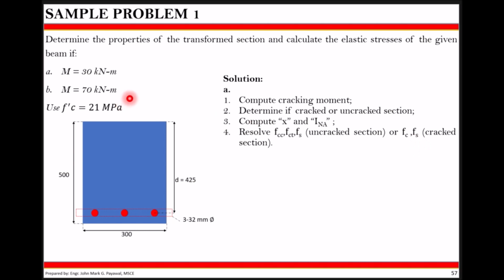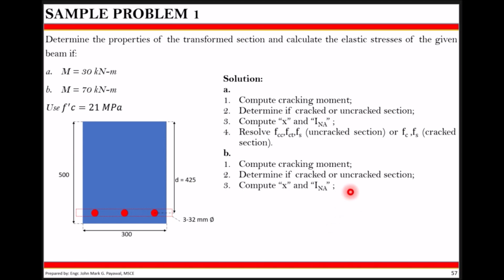For letter B of number 1, ganun lang din siya. First, we compute for the cracking moment. Letter B, number 2, we determine if cracked or uncracked section. Upon knowing the stage of cracking, we can now check for the location of your neutral axis and then compute for I NA. Again, this is the inertia at your neutral axis. Then we can resolve whether it's uncracked or cracked. These are the following values to be considered.